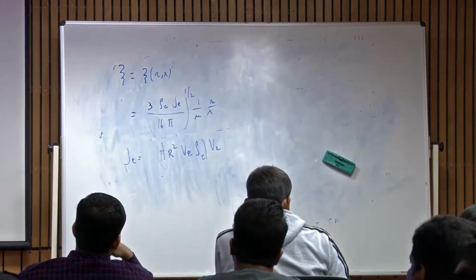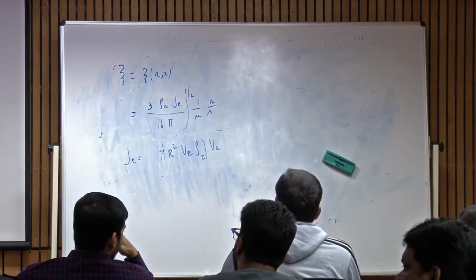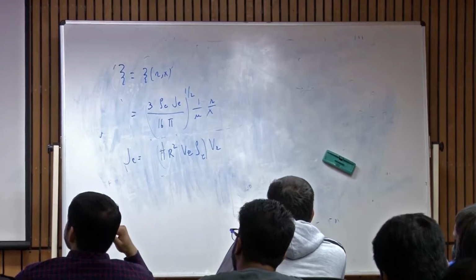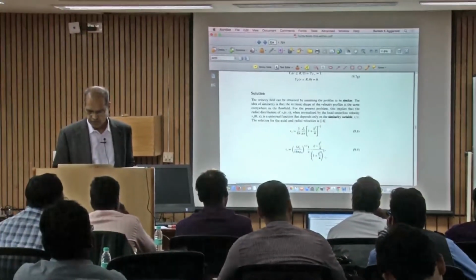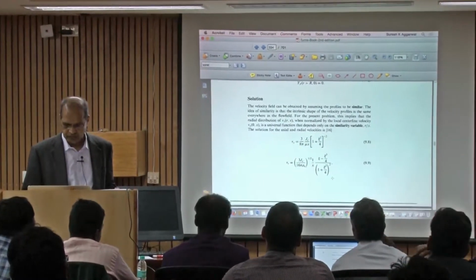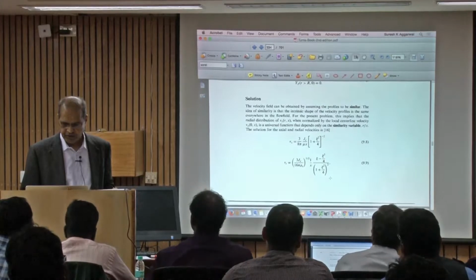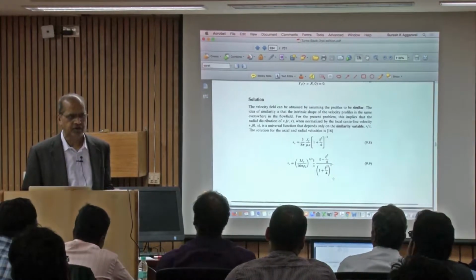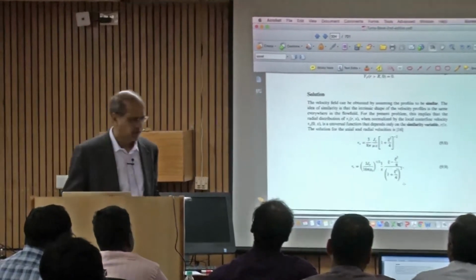So let me show the solution from the book. Let's focus on the solution for Vx, and the same solution then applies to Yf, when the Schmidt number is 1.